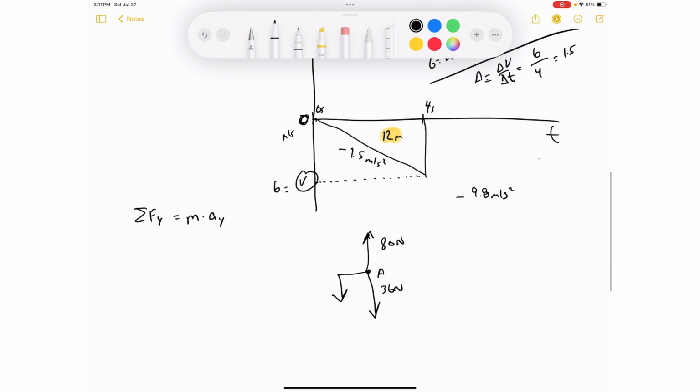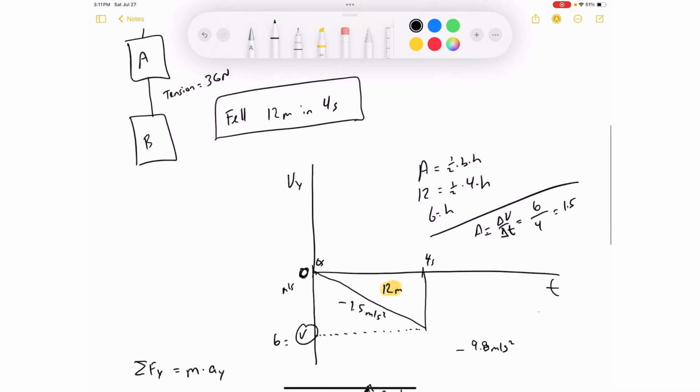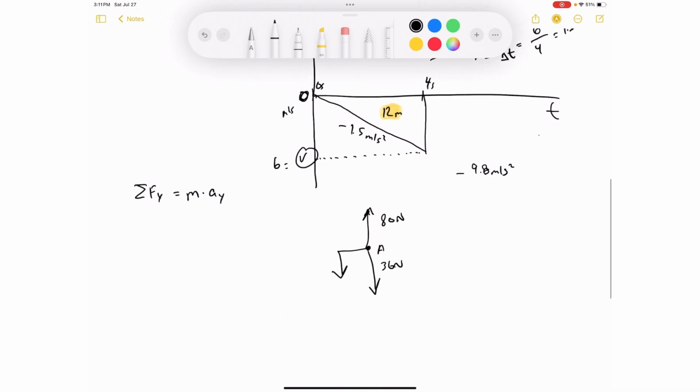Okay, and also the weight of A. And what is that? Well, that's just 9.8 times the mass of A, MA, or mass of A. Okay? So those are all the forces acting on box A.